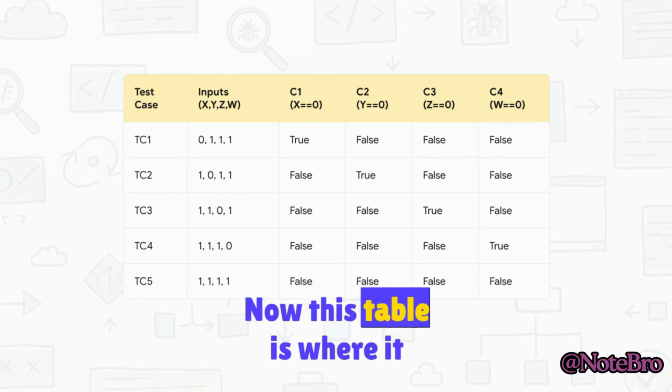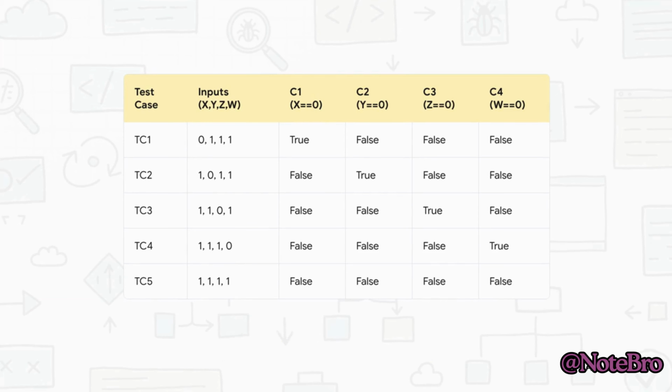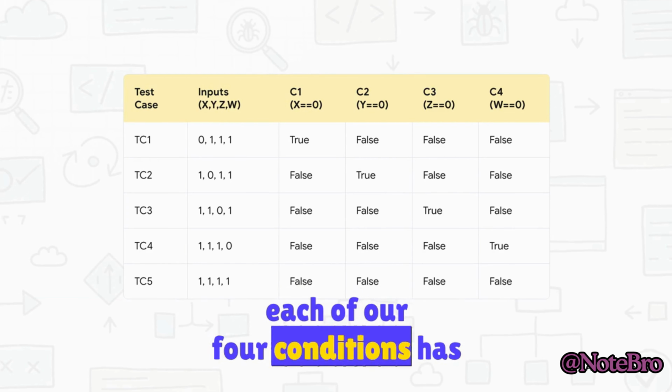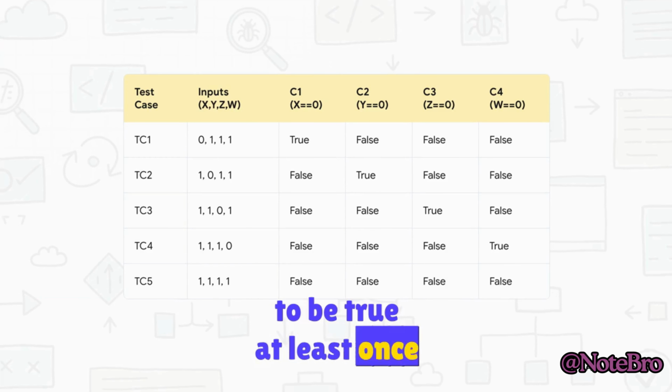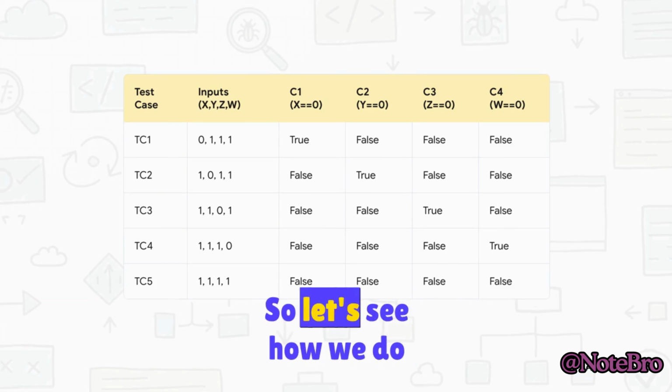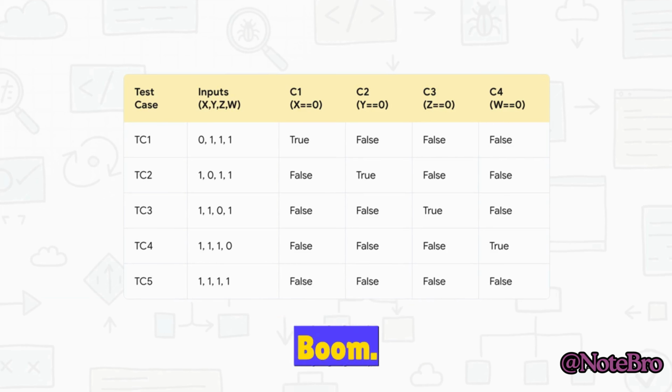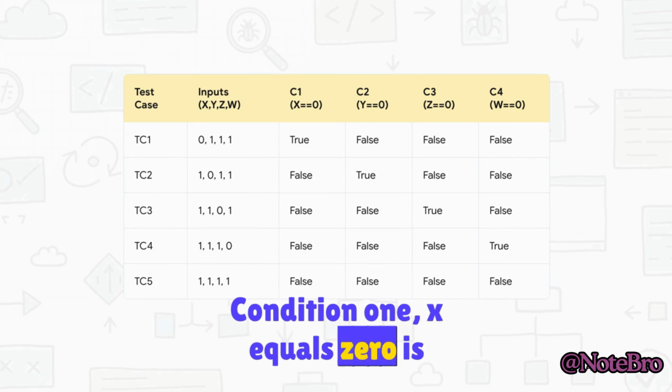All right, now this table is where it all comes together. To get that 100% condition coverage, each of our 4 conditions has to be true at least once and false at least once. So let's see how we do it. Look at test case 1. We make x equal to 0. Boom. Condition 1, x equals 0, is true.